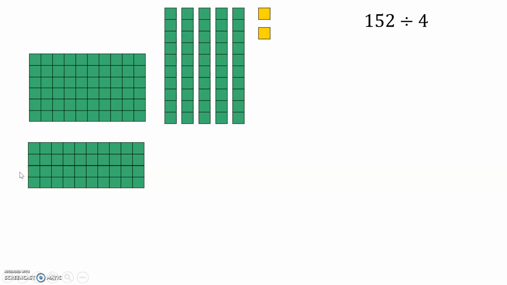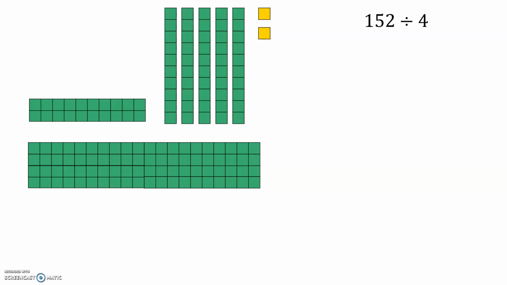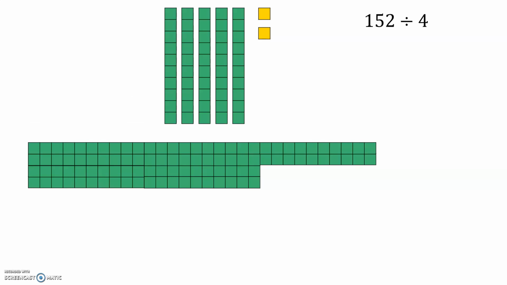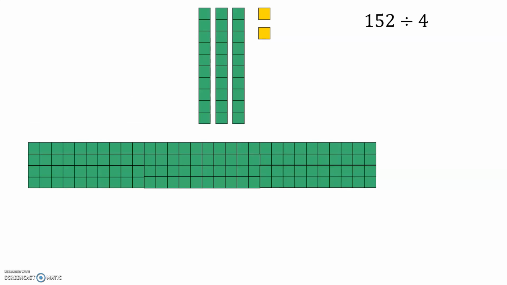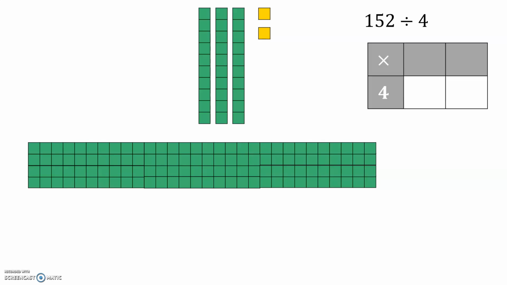So I'm going to say that that is one set of 4 tens. This is 2 sets of those 4 tens, so 2 sets of 40. Here we have now 3 sets of 40. Okay, so if I start to think about this in terms of the grid, I know that the inside of the grid needs to add up to 152.